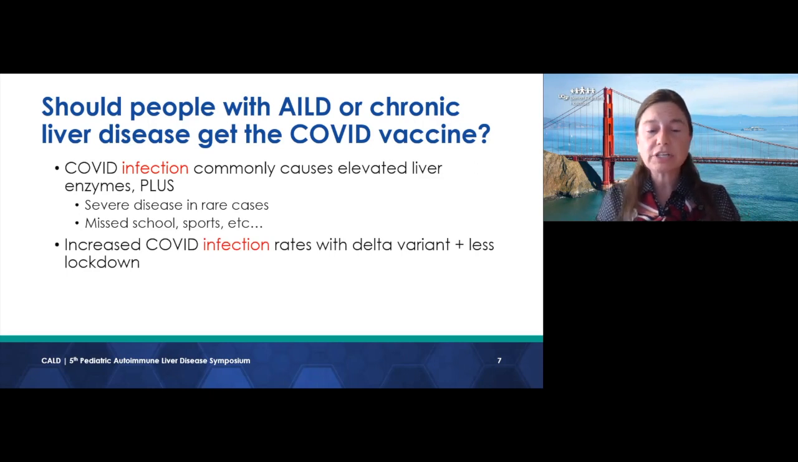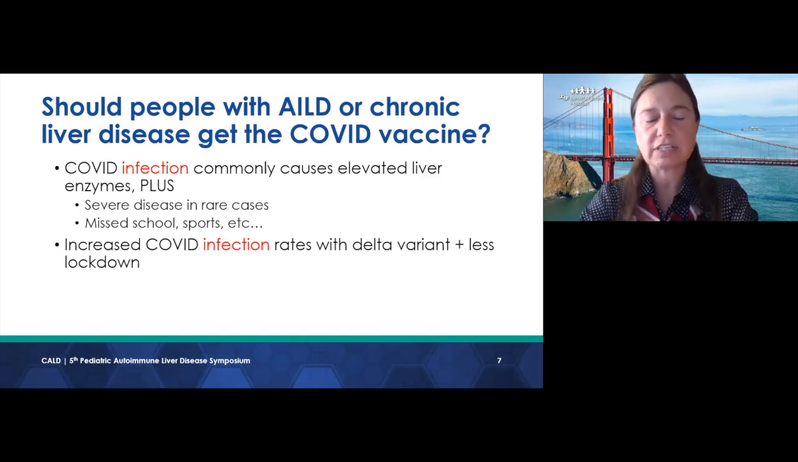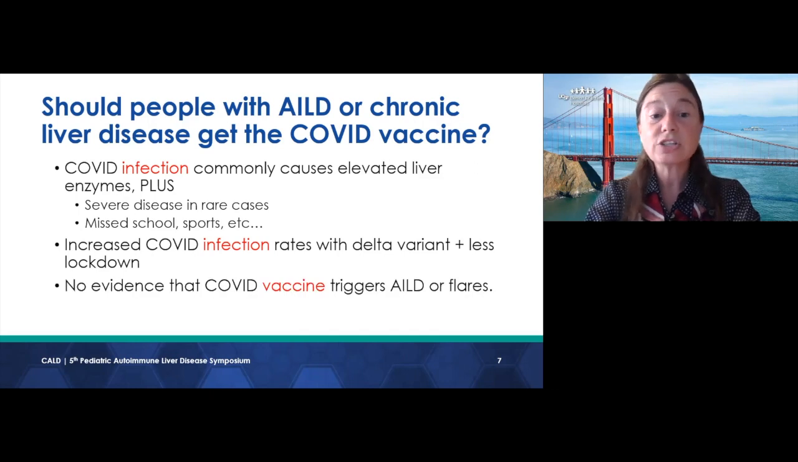We are seeing increased COVID infection rates across the country in many communities with the Delta variant, also with less lockdown and people going back to their lives. So this means that COVID is still out there. It's not over and you can still get it. So the vaccine is still really important for preventing that. Finally, there's no evidence that the COVID vaccine triggers autoimmune liver disease or causes flares in patients that already have autoimmune liver disease. And I'll talk about that a little bit more specifically next.